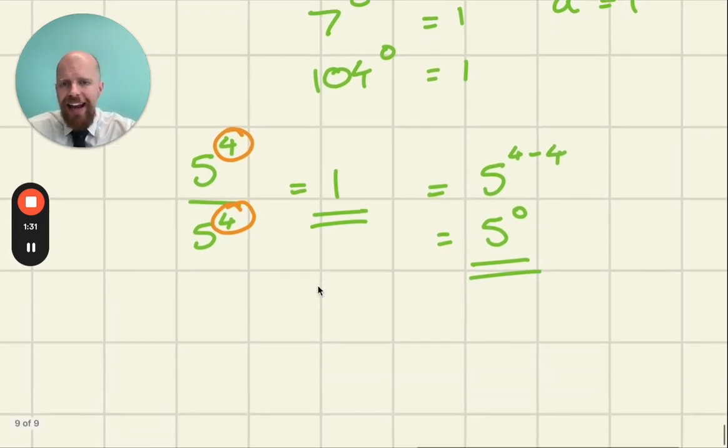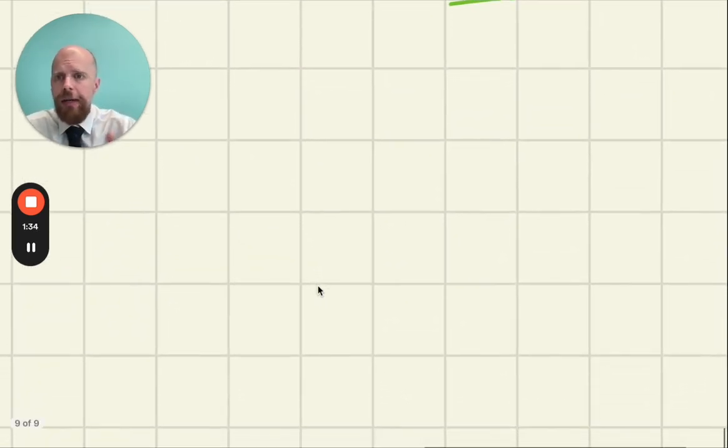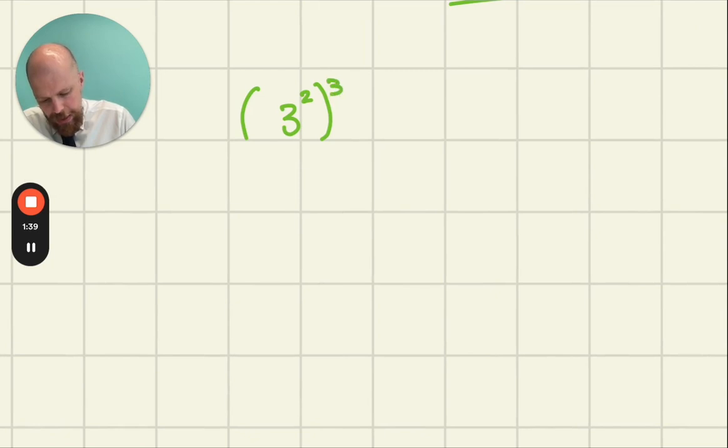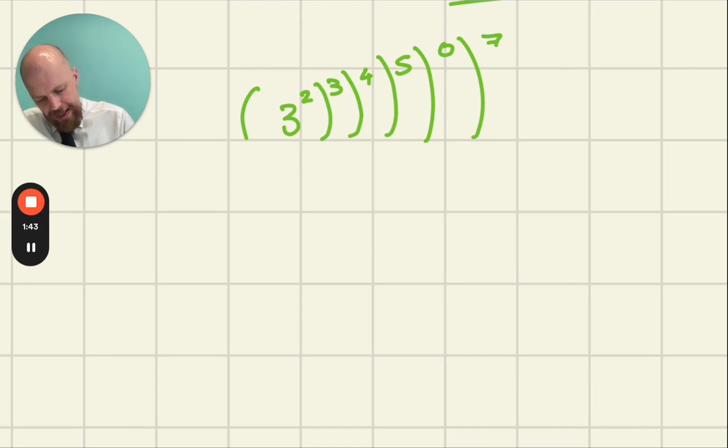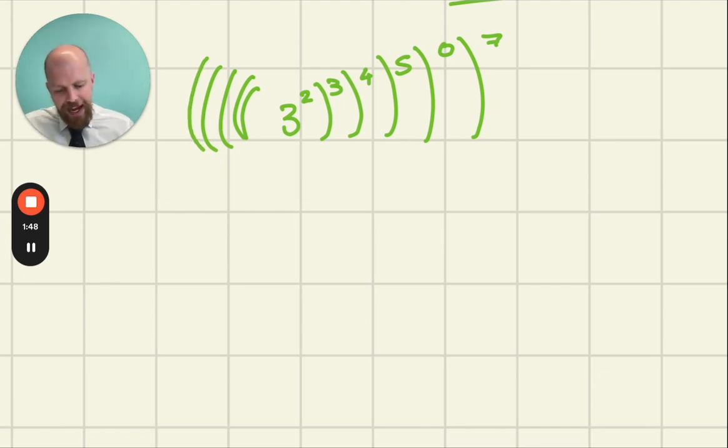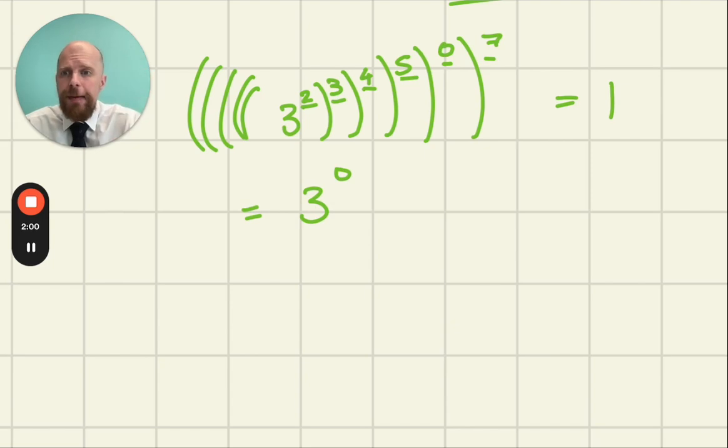Therefore, anytime you see a power 0, it will be 1, even if we had something that looked like this. 3 squared, cubed, 4 to the power 5, to the power 0, to the power 7. 1, 2, 3, 4, 5 brackets. I need 5 brackets there as well. That is because when you multiply all of the powers together, you would just be left with 3 to the power 0 anyway. You can just immediately say that this is 1 because anything times by 0 is 0. Therefore, the power is 0, and it means that the answer would be 1.